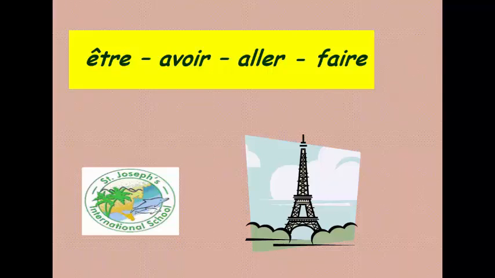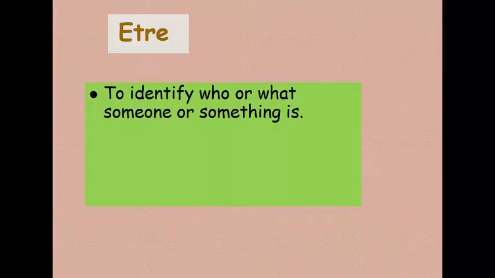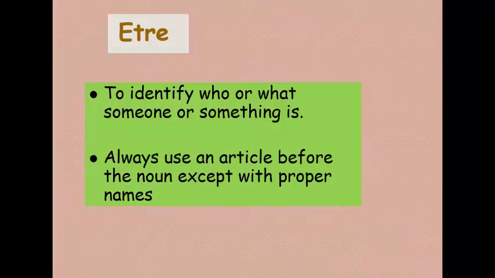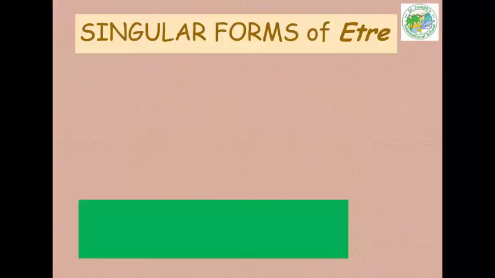Okay, so attention s'il vous plaît. Le verbe être, we use it to identify who or what someone or something is. Always use an article before the noun except with proper nouns. When you're asking about things or persons, we use le verbe être, and also with the proper nouns, you don't use the article before the noun. You just say the noun. You will see in the examples.